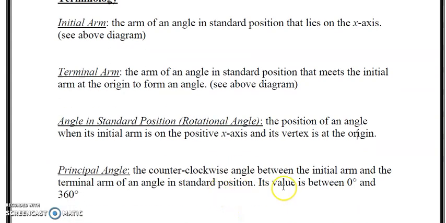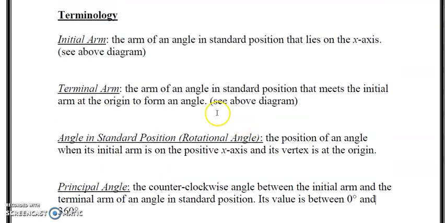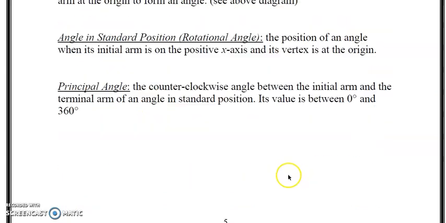Principal angle is the counterclockwise angle between the initial arm and the terminal arm, and has a value between 0 and 360. That's called the principal angle. So those are things that I'll be speaking of in the video, so you don't have to memorize them, but when you hear me mentioning those angles, that's what I'm speaking of. Okay?